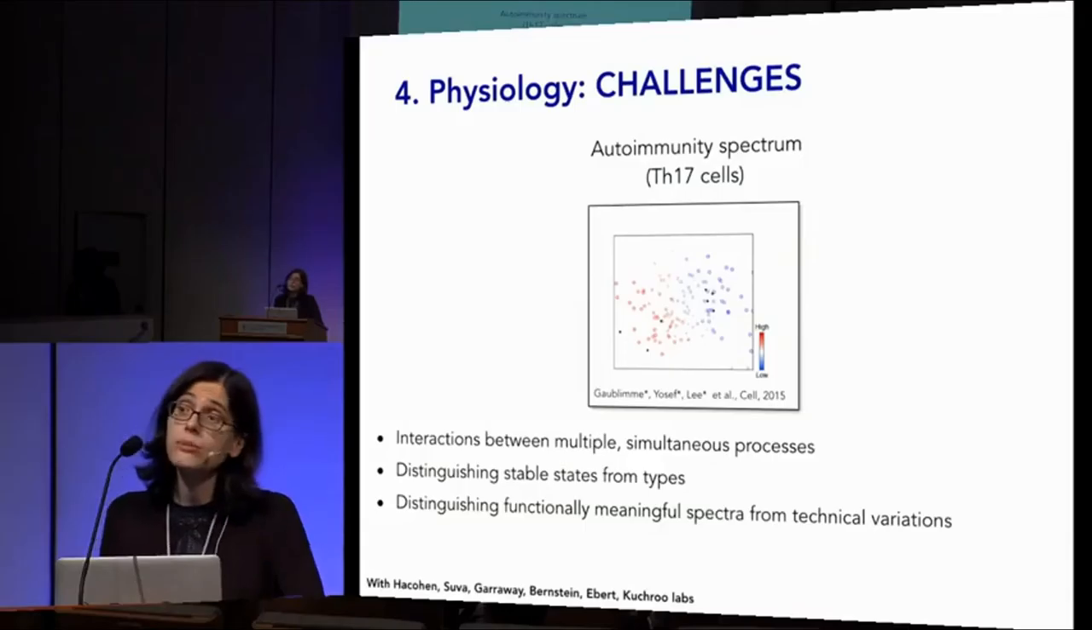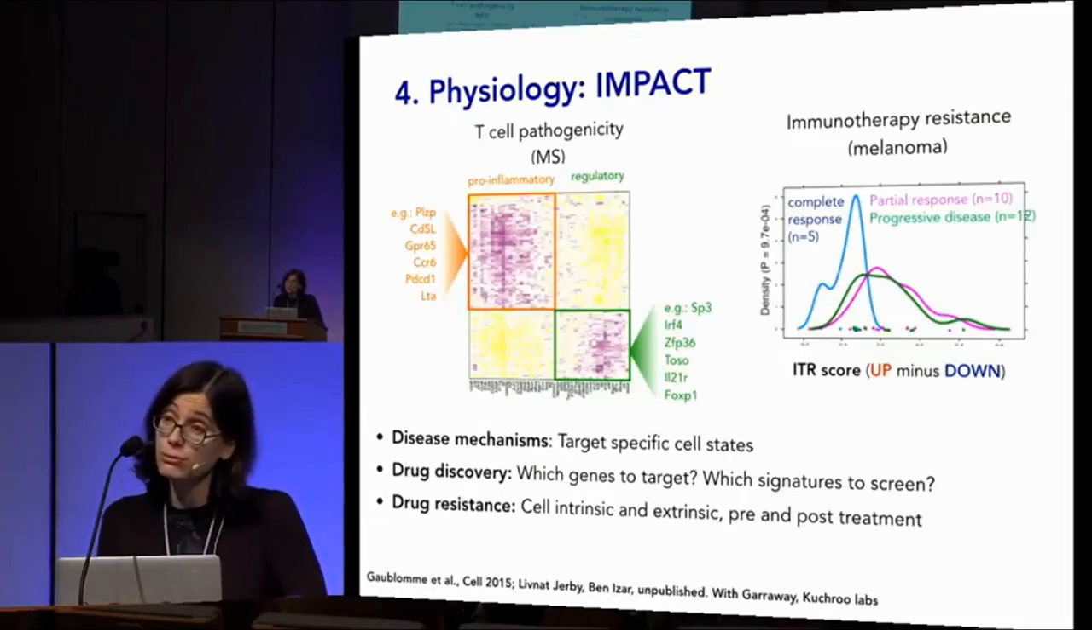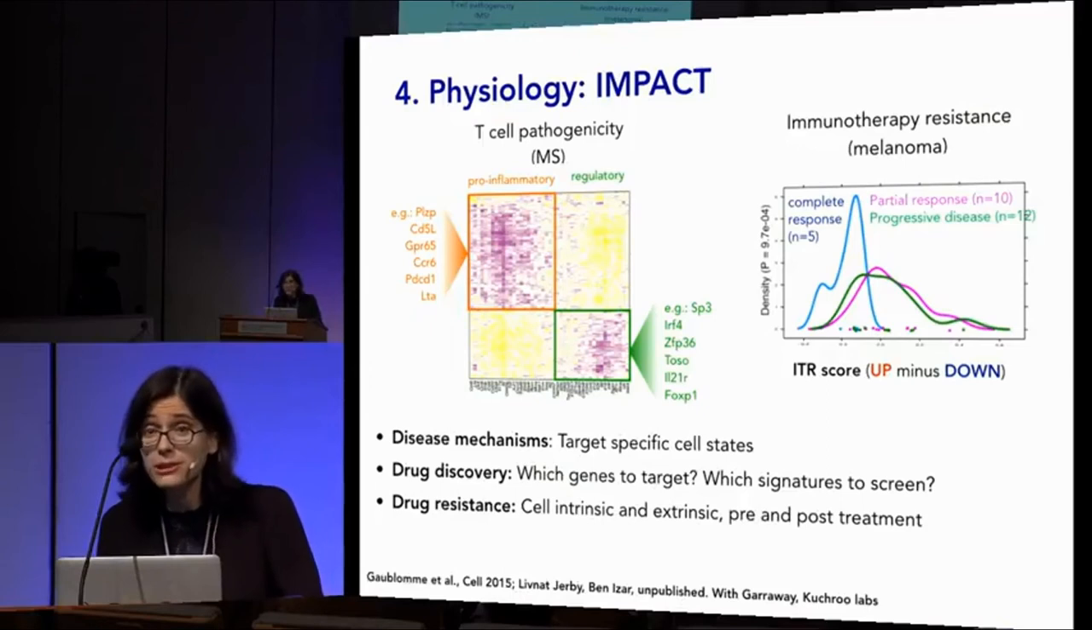Cells can also assume multiple stable states across a spectrum, as is the case, for example, for T helper cells and the extent of pathogenicity that they might have for a disease. But we have to be able to distinguish between variation that is biological, meaningful, and functional, and the variation that we just expect due to either biological stochasticity or the noise in our measurement technologies. And that's a very difficult distinction to make. But if we can, then we can have substantial impact.